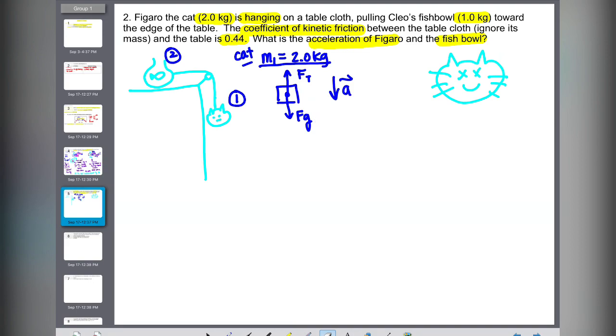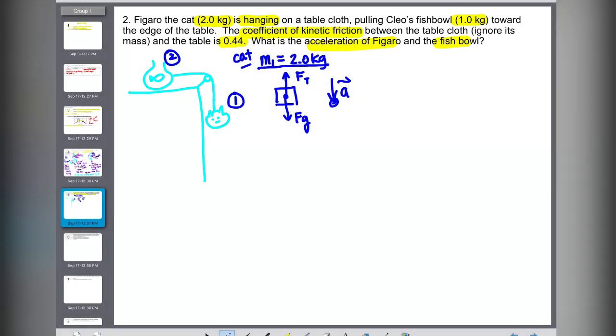The most that it can do is they don't move at all. If there's enough friction, you actually can't start to move the system. But if the friction is not too big, then you could be accelerating, and it has to be going down. There's no way that the cat can go the other way. Just common sense. That's what I need. Okay, write my net force. So Fg minus Ft equals Ma.